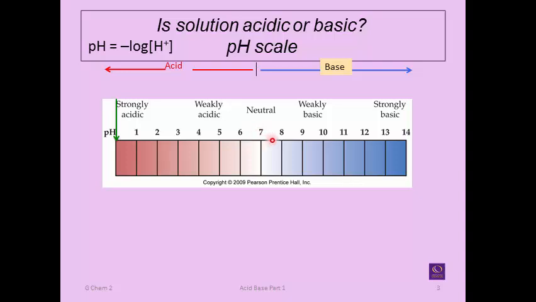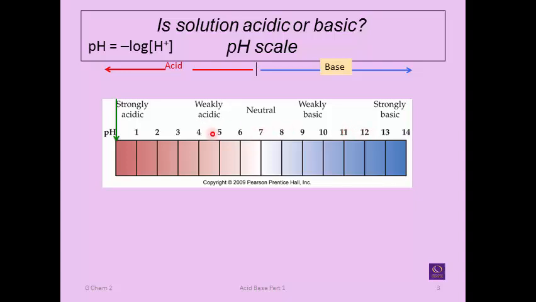And then as the hydronium ion gets less and less, pH actually rises above 8, 9, and 10, that's weakly basic, and if you have pHs up to 14, that's strongly basic. So this we're familiar with.